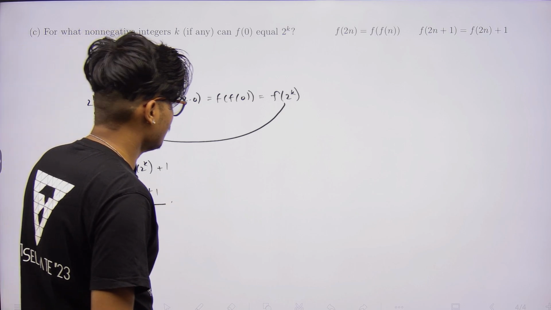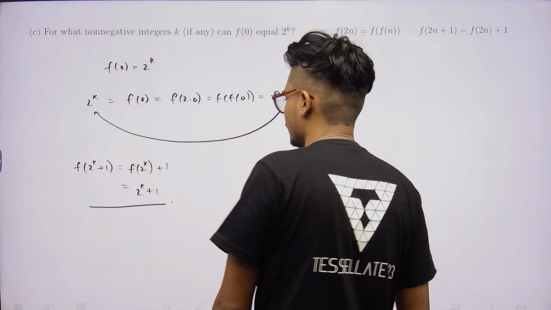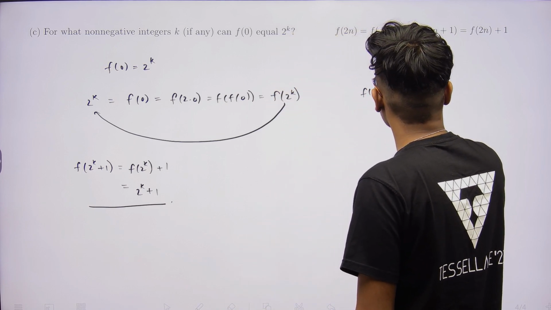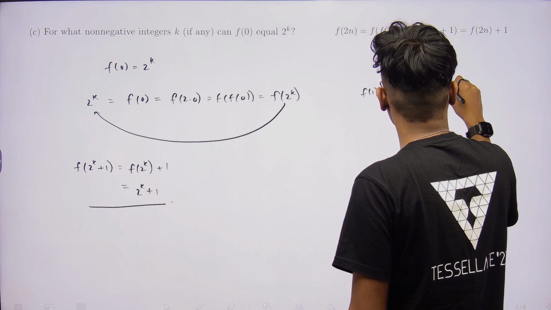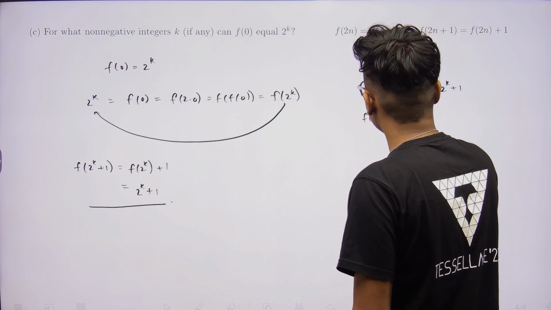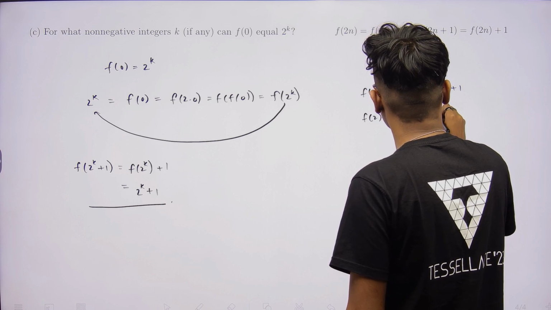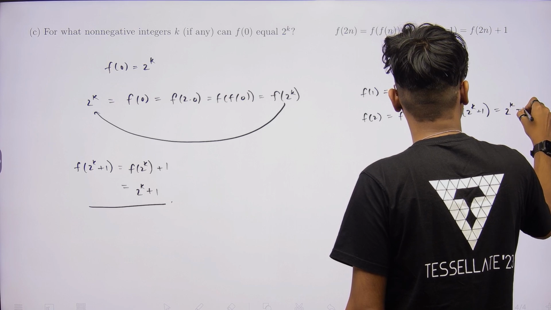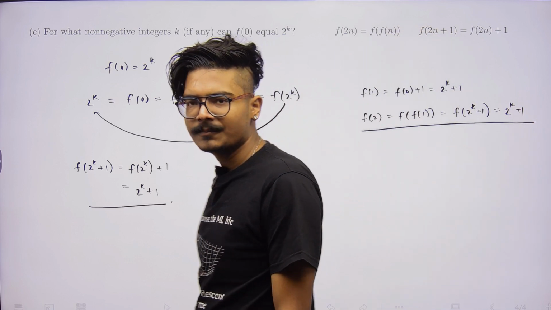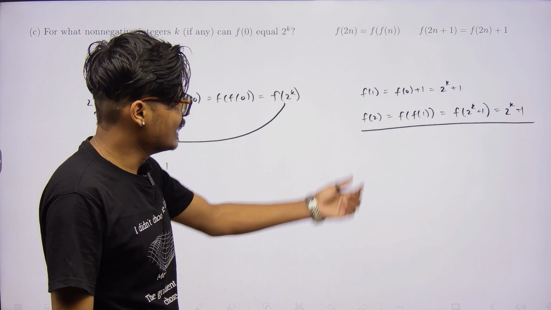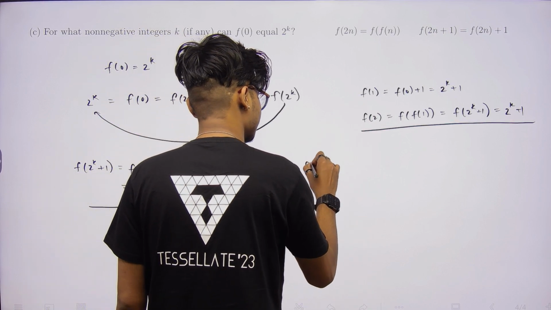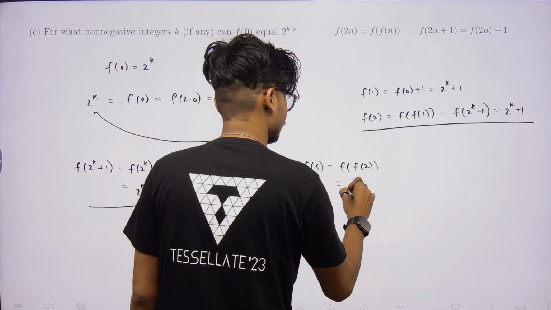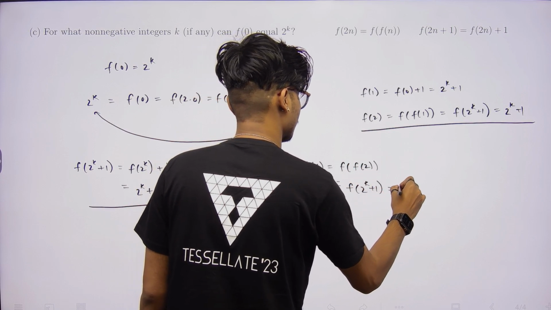Okay, so now let's see if we can find the values of f of 1 and f of 2. So f of 1 is just going to be f of 0 plus 1, which is 2 power k plus 1, and f of 2 is f of 1, which is f of 2 to the power k plus 1, which we know is 2 power k plus 1, right? Okay, so we get these two base values. Now using f of 2, can we find the value of f of 4? Let's see. So f of 4 is f of 2, which is f of 2 power k plus 1, which is 2 power k plus 1, right?